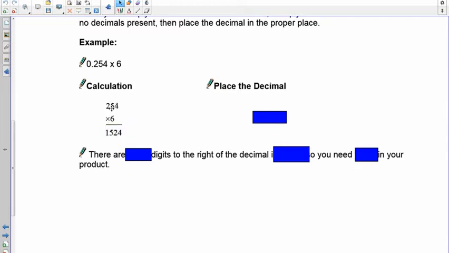6 times 5 is 30, plus 2 is 32. Put down the 3, carry the 5. And 6 times 1, I got that wrong. 6 times 5 is 30, plus 5 is 35, put down the 5, carry the 3. 6 times 2 is 12, and 3 is 15. So you have 1524. So now I'm going to put the decimal in place.